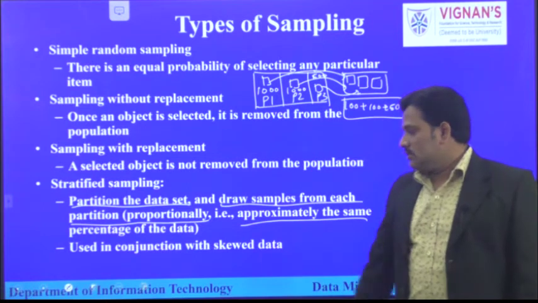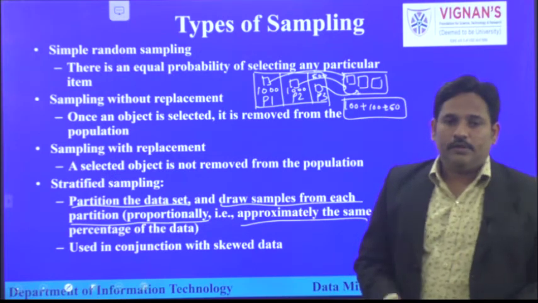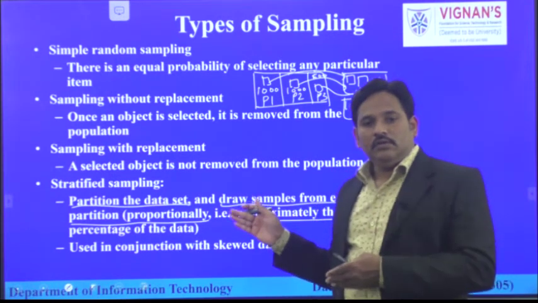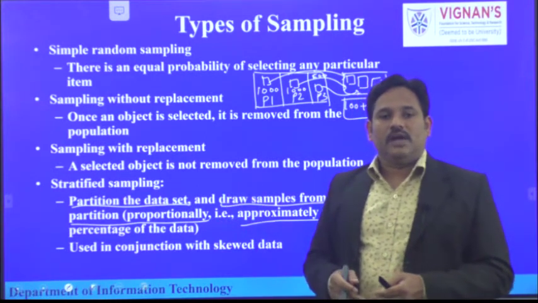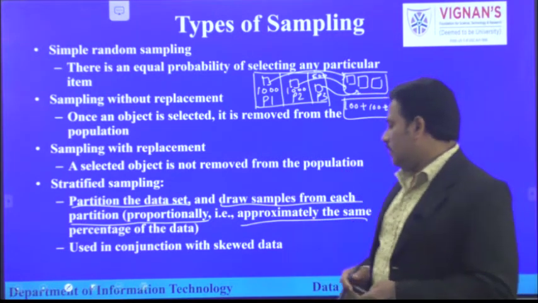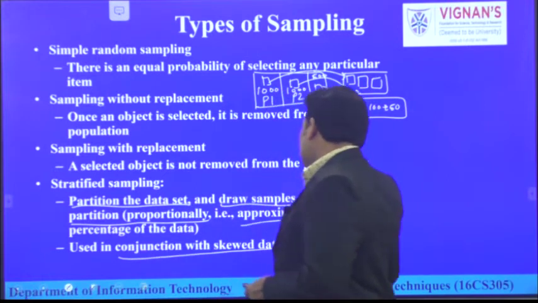This is called stratified sampling. That means we are dividing the data into partitions, and from each and every partition, we are making every possible group participate in the sampling approach, based on the approximate percentage of the data. And it is mostly used in conjunction with skewed data.